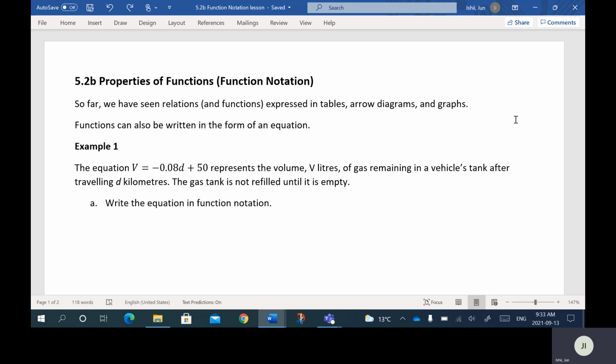It shows up a lot in pre-calc 11 as well as pre-calc 12. So we need a very firm understanding of this concept. All right.